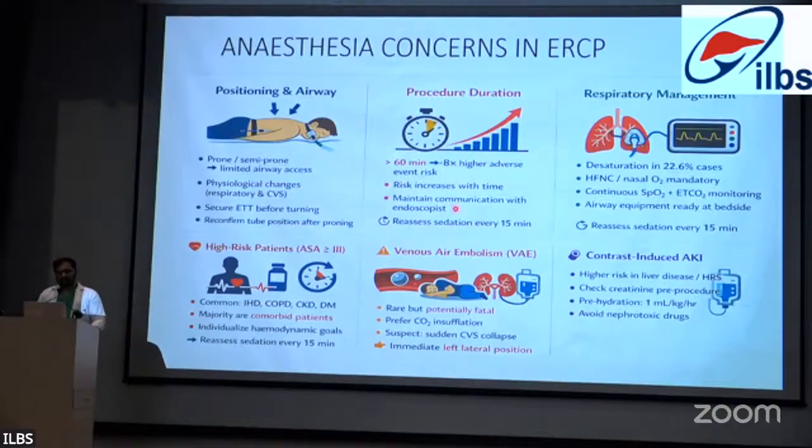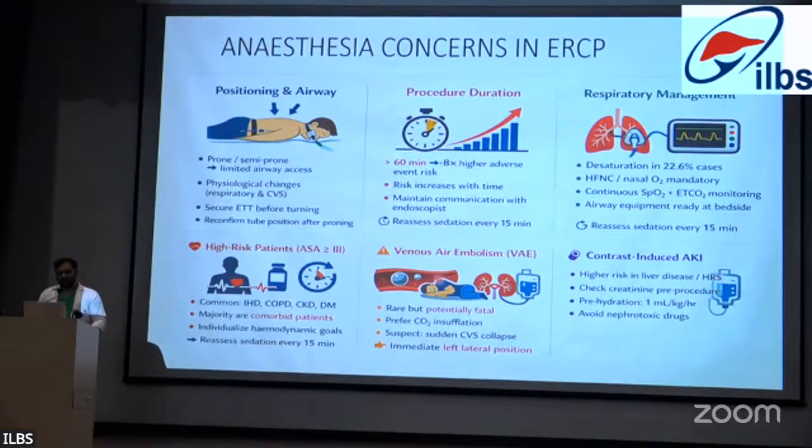Any procedure which is lasting more than 60 minutes has 8 times higher risk of adverse events. So there should be constant communication with the endoscopist, and always reassess the sedation every 15 minutes. There is a risk of desaturation in 22% of this population. Use HFNC whenever possible, or nasal oxygen is mandatory. Continuous SpO2 and EtCO2 monitoring should be there, and airway equipment should be ready at the bedside. Now, most of these patients are going to be ASA grade more than 3, so individualize the hemodynamic goals for this patient and reassess sedation every 15 minutes.